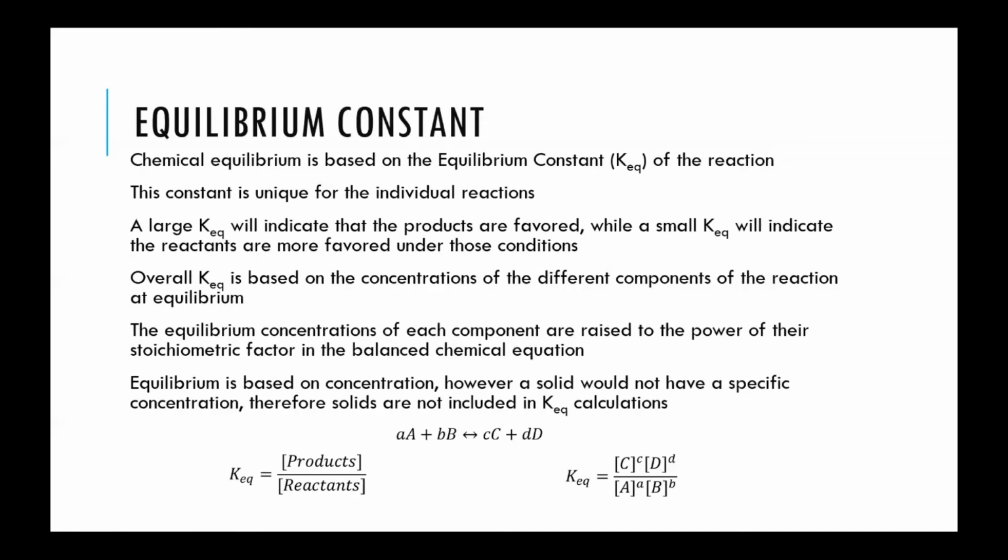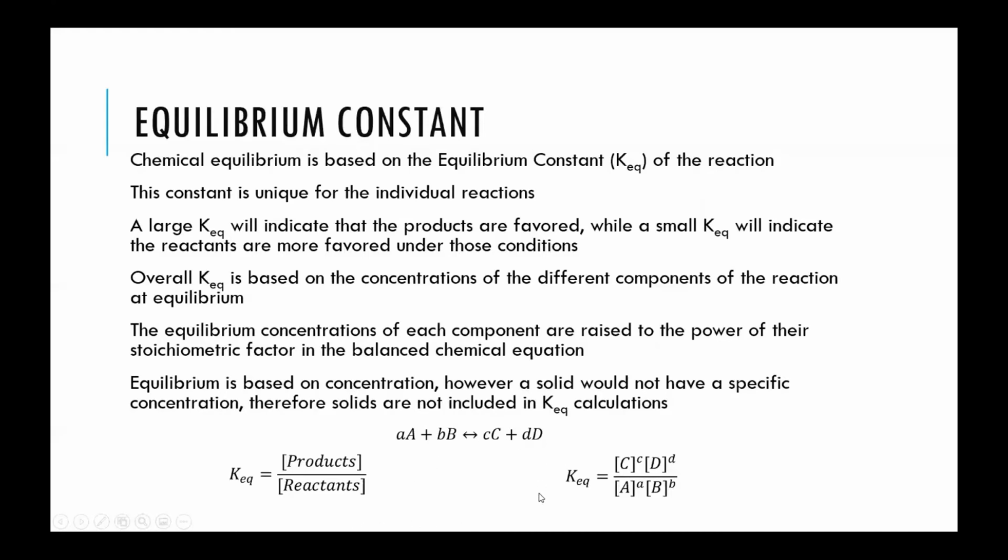So the chemical equilibrium constant really is a ratio of products over reactants, but it's also based on the stoichiometry of the balanced chemical equation. So equilibrium is based on concentration. If something is more concentrated or less concentrated, that will have an impact on the reaction itself and which direction that it will shift.